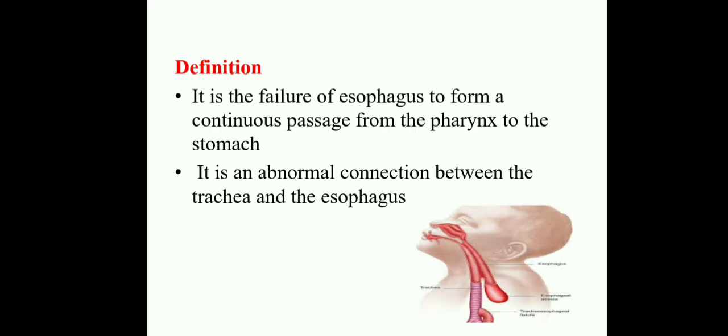Tracheoesophageal fistula is an abnormal connection between the trachea and the esophagus. The trachea, that windpipe, is where we take in air. There is an abnormal connection between the esophagus and the trachea. Abnormal connection means whatever food we take may enter into the trachea. So regurgitation and then aspiration will be there. This is about the definition of tracheoesophageal fistula.